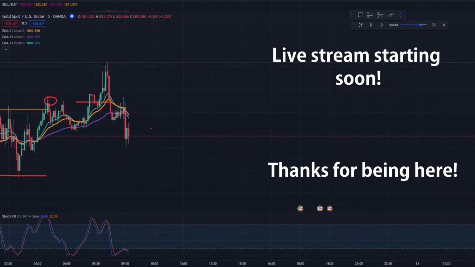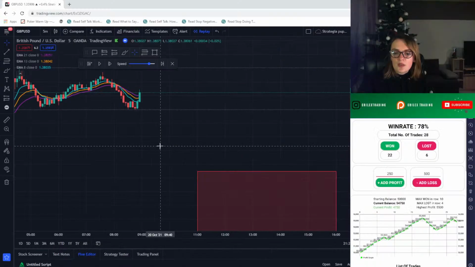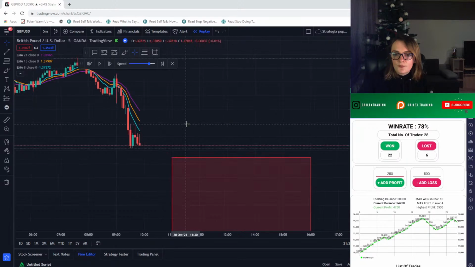Hi guys, so we are back with the backtesting. We are actually on the 20th of October, and I can see here that we are close to this sell zone. So let's see if we get any entries here.